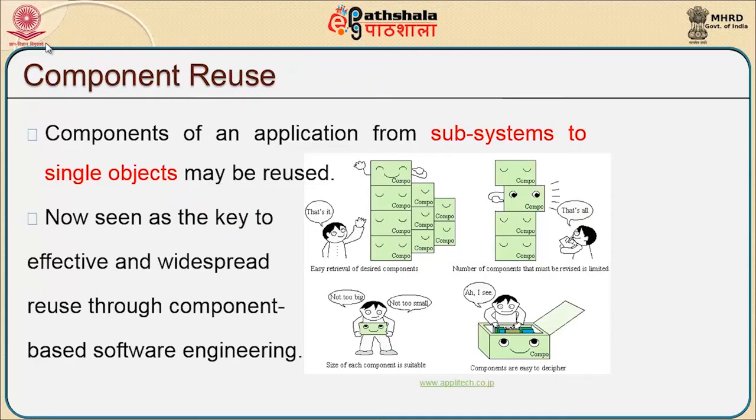If you look at component reuse, components of an application, from subsystems to simple single objects, may be reused. If you look at this figure, these are components that are grouped together, and any component that is to be reused can be called and iteratively processed. It can be easily imported, and it's interoperable also. This is seen as the key to effective and widespread use through component based software engineering.